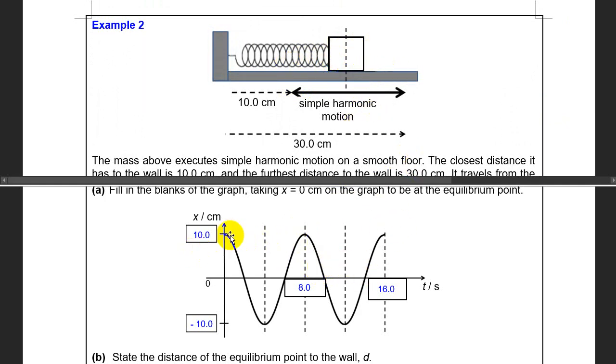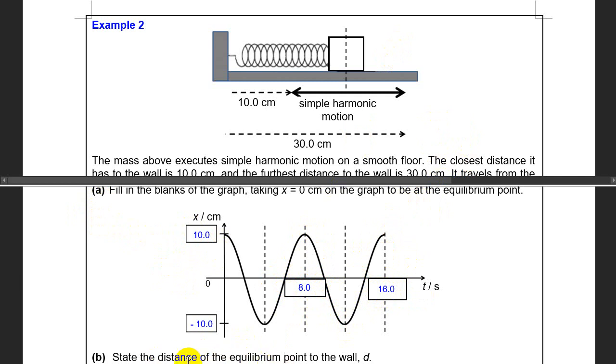Then we also know that from here to here, here's the furthest point, here's the closest point. So from 10 to minus 10, we are told that it takes 4 seconds. So from the closest point to the furthest point takes another 4 seconds. So one period is from here to here, back to here again. Okay, so total time is 8 seconds. That's for one period. Then another cycle, 16 seconds. Okay, so that's how we fill the graph for part A.